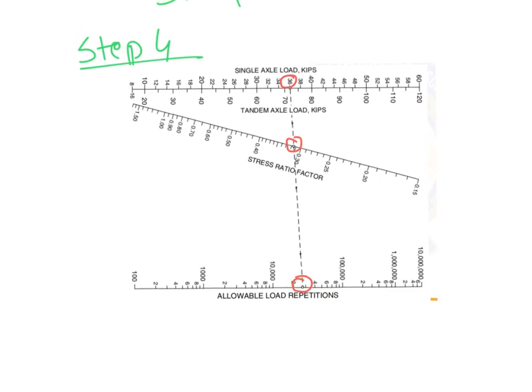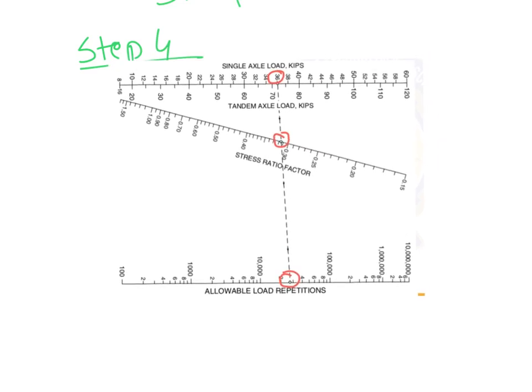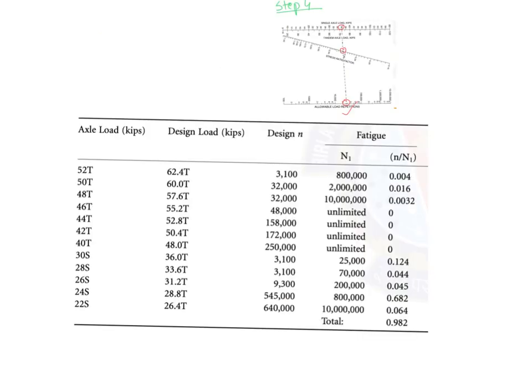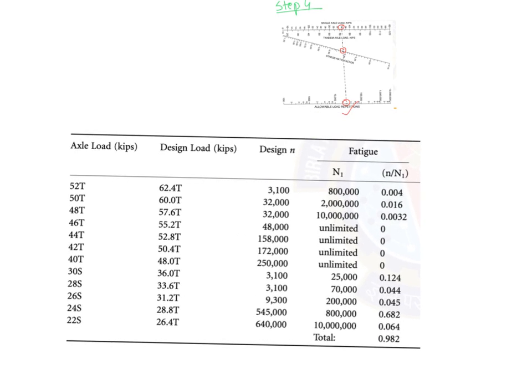So if you have a load, go to the corresponding stress ratio factor, extend the line to the allowable load scale, and from this scale read the allowable number of repetitions. Do it for all the loads. If you do it for all the loads, you will get N1 as calculated in this table.